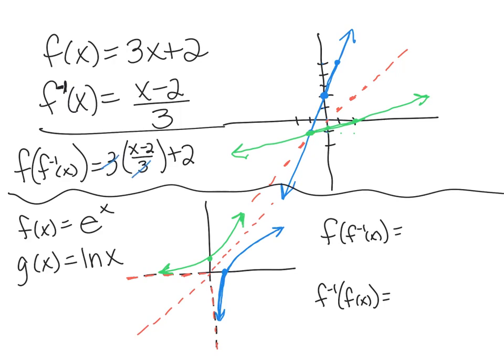The 3 and the 3 cancel. I get x minus 2 plus 2, and the minus 2 and the plus 2 cancel, and I get plain old x. And if you do it the other way around, you're going to get the same thing. If I plug all of this in here, the plus 2 minus 2 goes away. I'll get 3x divided by 3. It's just x. Now, look at this graph.